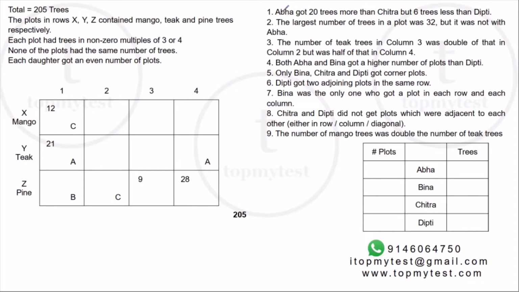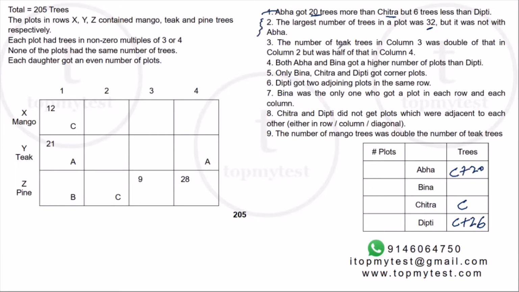Okay, so the first statement says Abha got 20 trees more than Chitra, but 6 trees less than Deepti. So Abha is Chitra plus 20, and Deepti will be 6 more than Abha. So 6 plus this. So this will be C plus 26. That will be the first statement. The second statement says the largest number of trees in a plot was 32, but it was not with Abha. Okay, we'll look at this later.